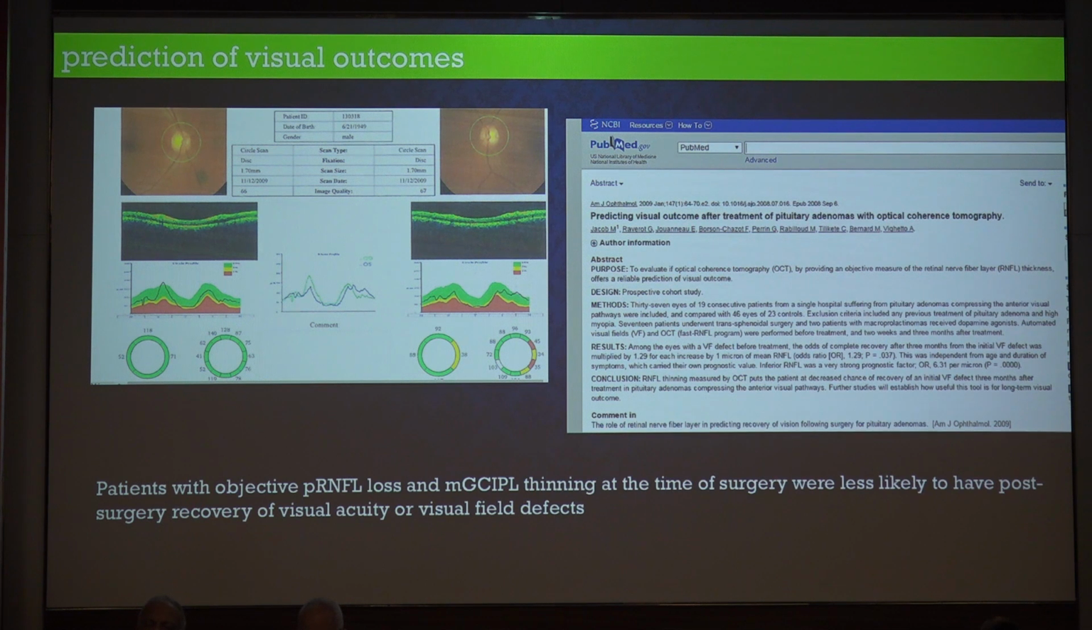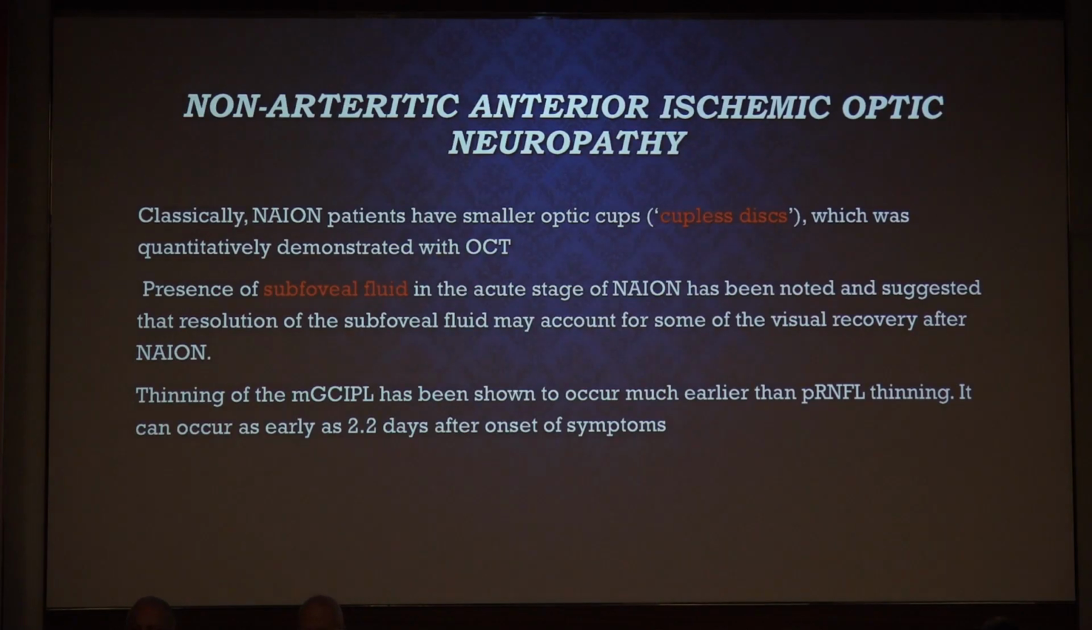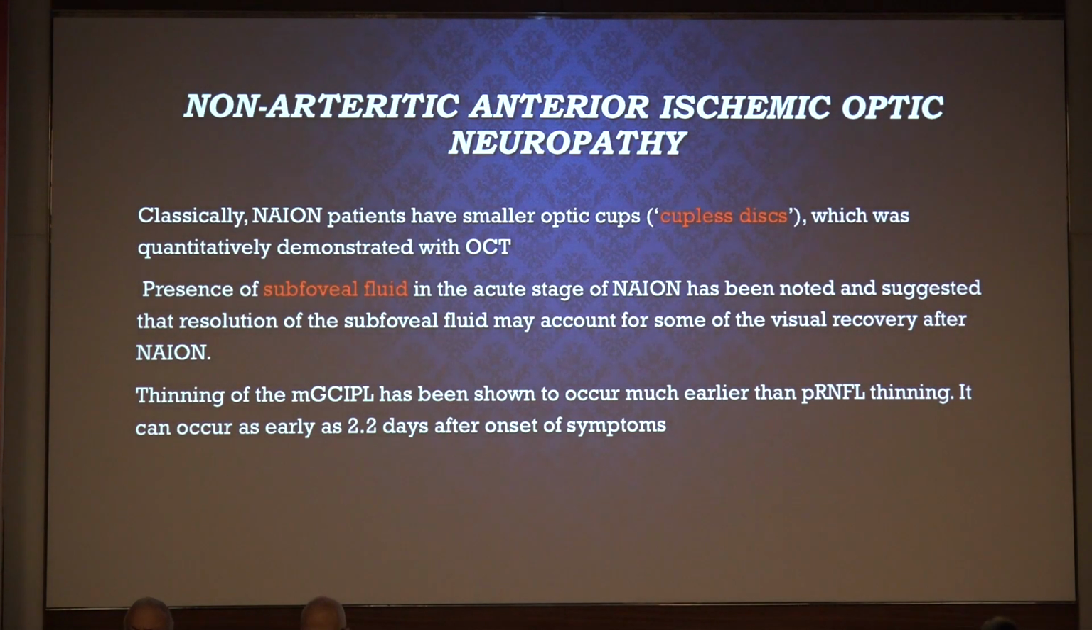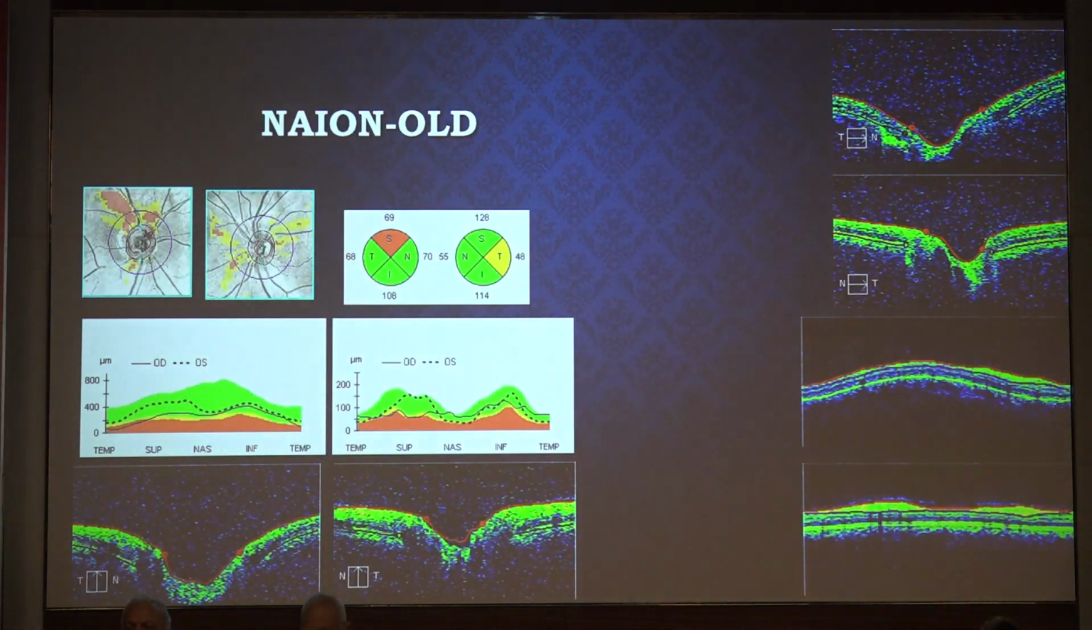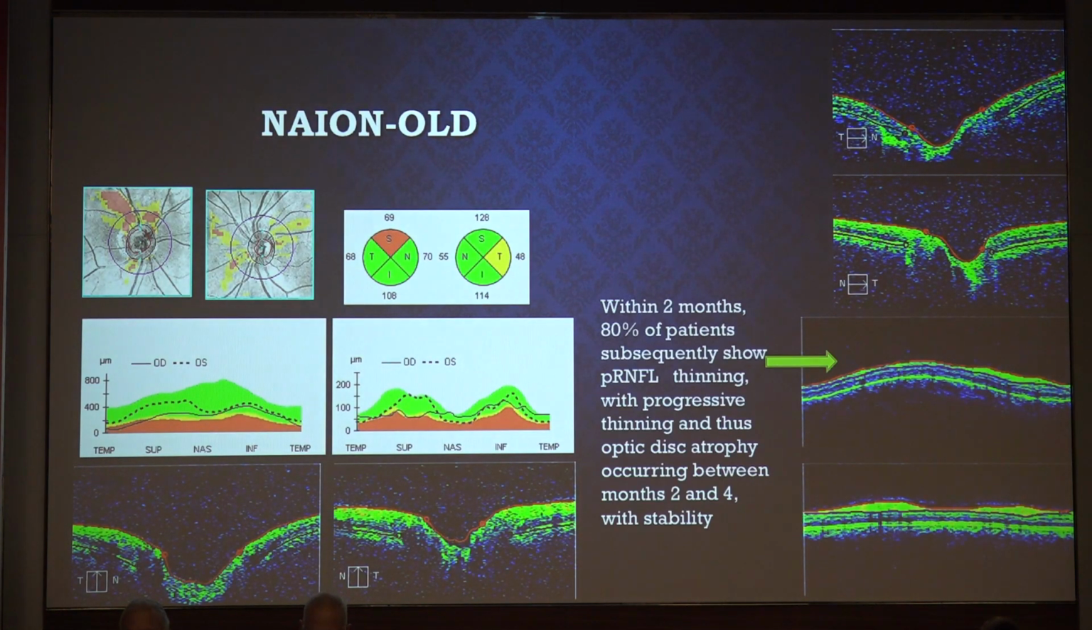If there is severe RNFL thinning, severe GCC thinning, then you can tell the patient that they are not going to recover much after the surgery. In ischemic optic neuropathy, you can diagnose a cupless disc in an objective way. You can pick up the subfoveal fluid and you can tell the patient that they will regain vision when this fluid gets absorbed. In acute cases of NAION, you have a disc swelling, and then over a period of 2 months, 80% of patients subsequently show RNFL thinning.